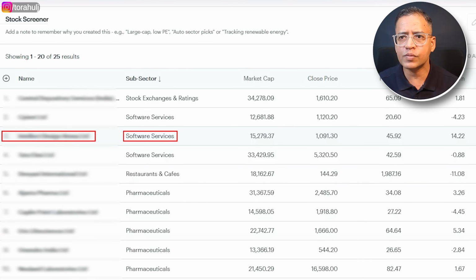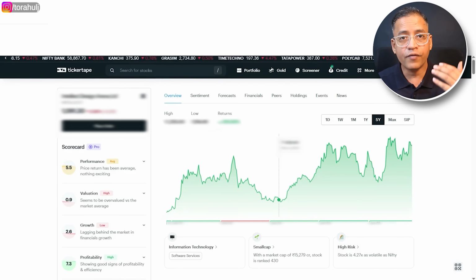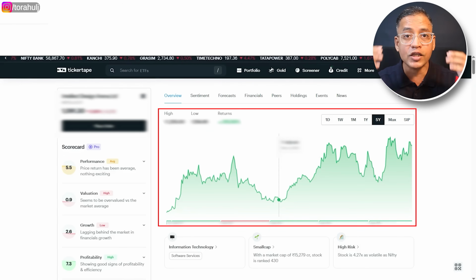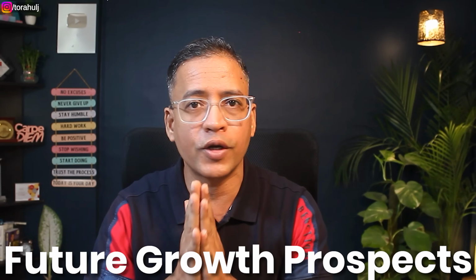What I'm going to do is click on this particular company. And if I click on that particular company, I come to this screen. The first thing you see is the price chart, and that's what most people make their decisions on the basis of. We are not going to do that. I'm not saying the price chart is not important, but please understand, the price chart tells you something about the demand and supply of that particular stock. But what we need to look at is the future growth prospects of this particular company.